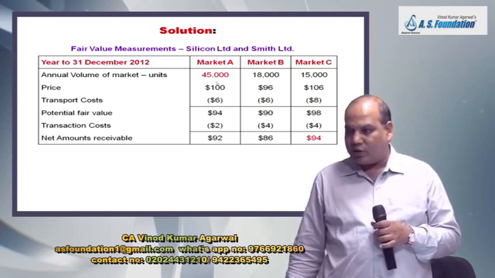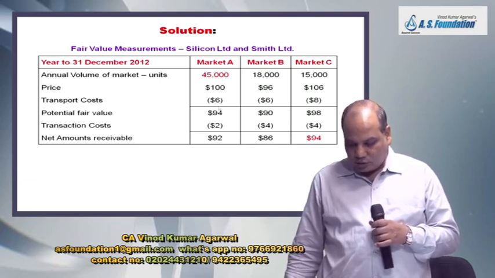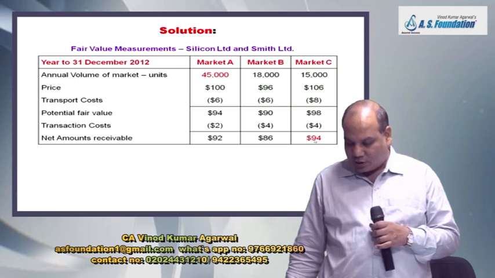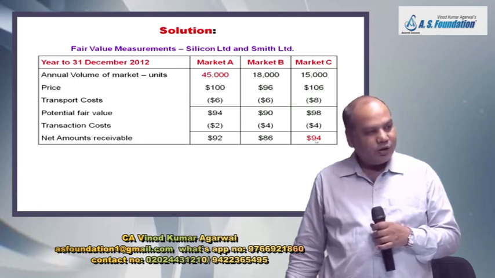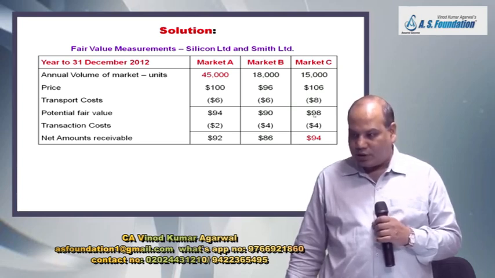Market A is the market with highest volume. So if I go by market A, then the answer will be 94. If I go by the most advantageous market, then market C is the most advantageous market because its last line, net amount receivable, is high, and the fair value for valuation purpose will be 98.